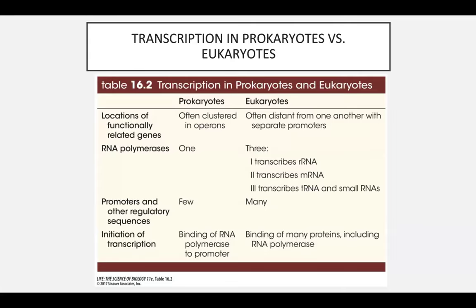Then RNA polymerase: there's one RNA polymerase in prokaryotes, while eukaryotes have three RNA polymerases. One is responsible for transcribing rRNA, two is responsible for transcribing messenger RNA, three is responsible for transcribing transfer RNA and small RNA.